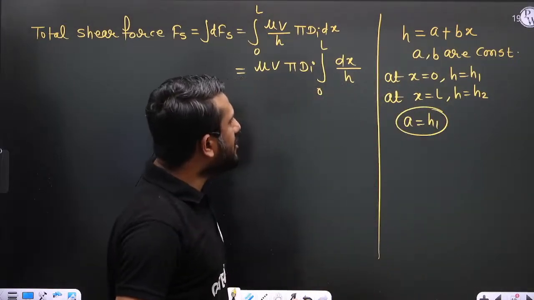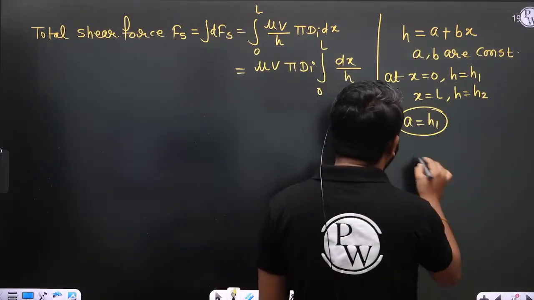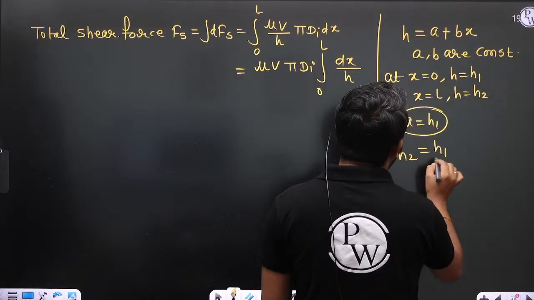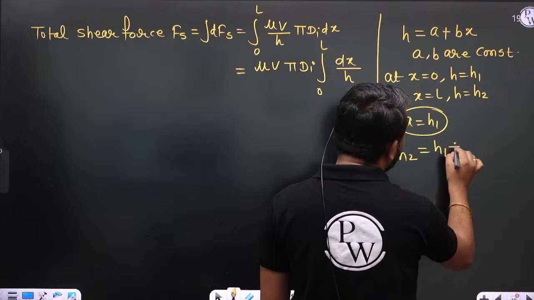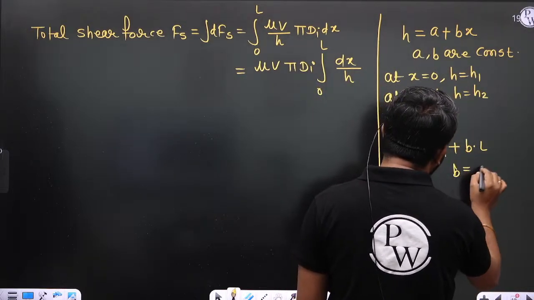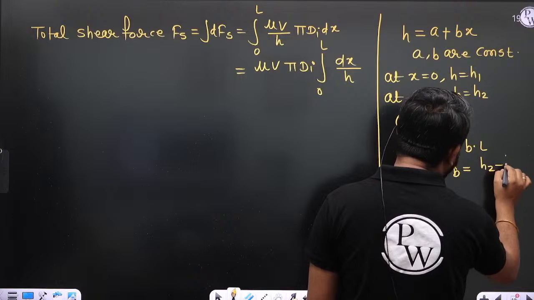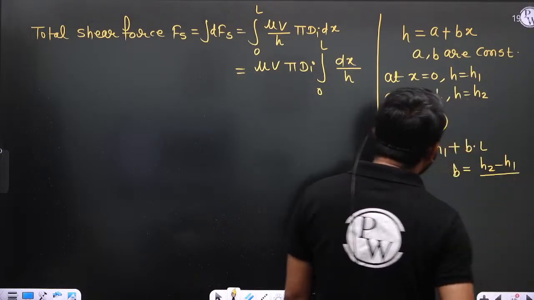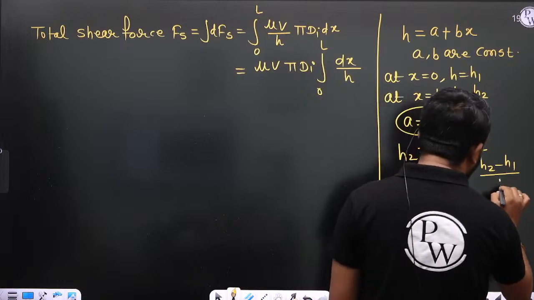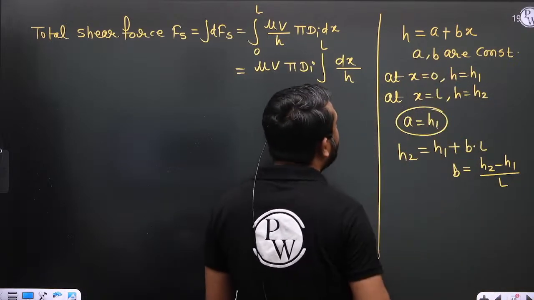Now apply the second boundary condition, at x is equal to L, h is equal to h2. So h2 is equal to h1, that is the a value, plus b multiplied by L. So from here we can say b is equal to h2 minus h1, divided by L.